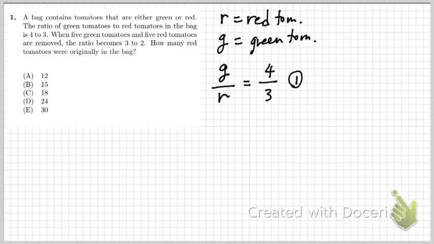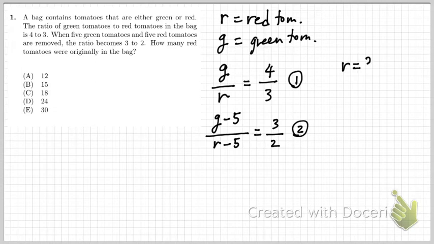Now, when 5 green tomatoes and 5 red tomatoes are removed, the ratio changes to 3:2. That means from G, I'm going to subtract 5 as I'm removing 5 green tomatoes. And similarly, I'm going to remove 5 from R. And this ratio is now equal to 3:2. And what they're asking for is how many red tomatoes were originally in the bag. So the variable in question here is R.